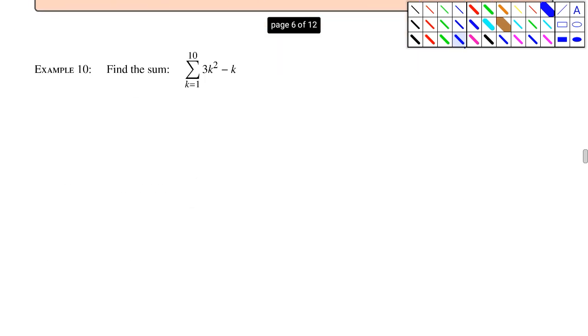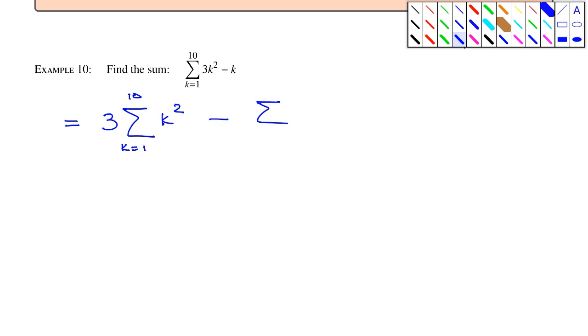Example 10. Find the sum. The summation as k goes from 1 to 10 of 3k squared minus k. So I'm going to do a little rewriting of this first. First thing I can do is pull out the 3 from the first term, and we get 3 times the sum as k goes from 1 to 10 of k squared minus the sum as k goes from 1 to 10 of k itself.